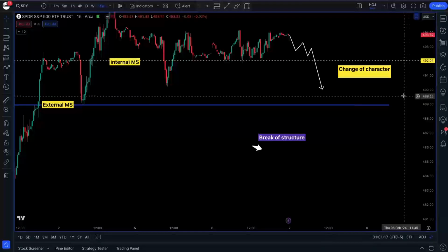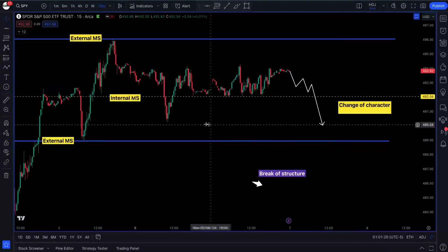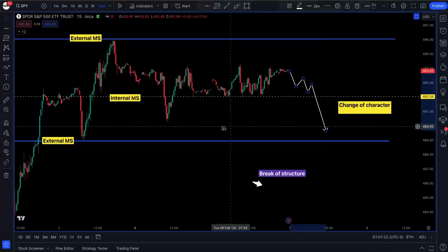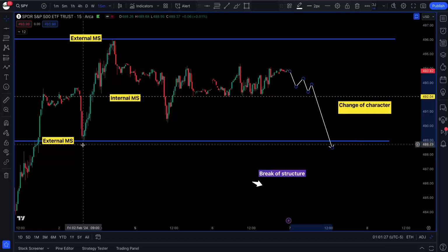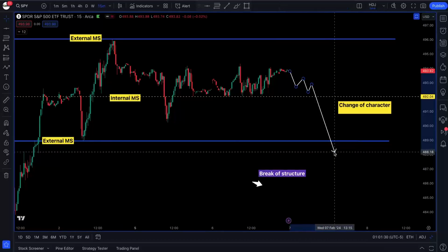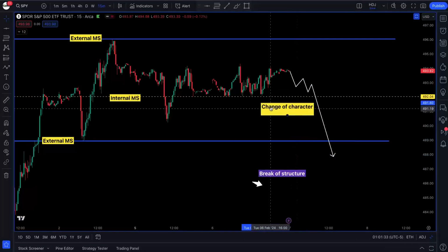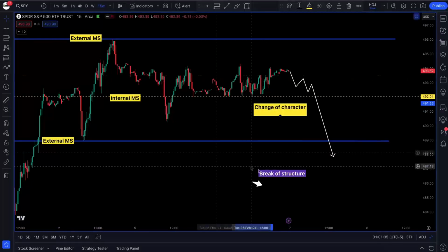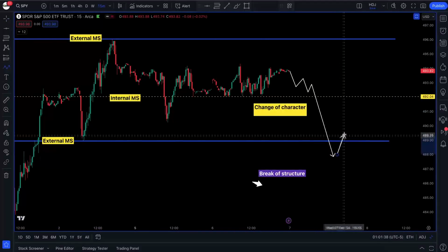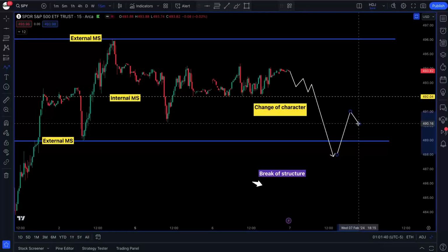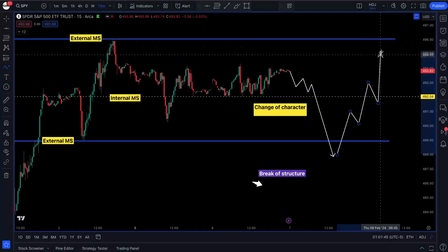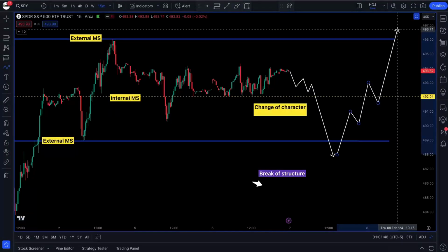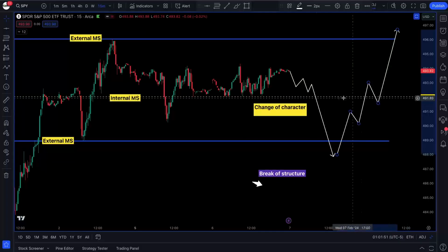So I'm expecting price action to come down and take out this low and then come down further to take out this low. And after it does that, I would not be surprised if price action went back to the upside. And why do I say that? This wouldn't surprise me one bit if that happened. Now, I say that because of this.